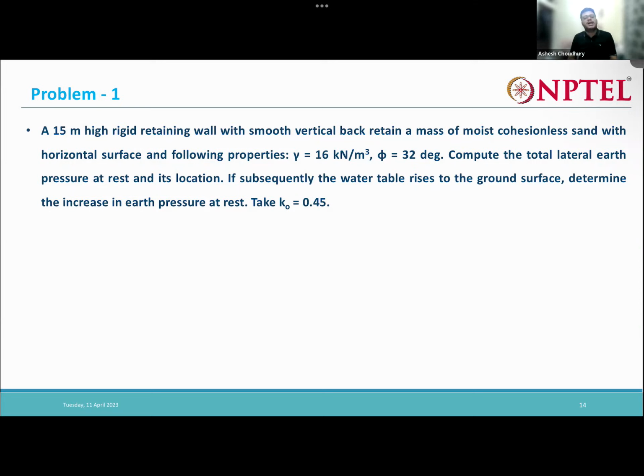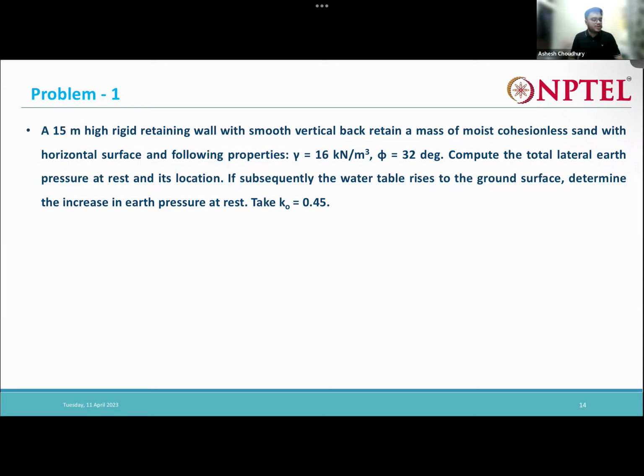So we need to determine the earth pressure at rest and the point of action of the earth pressure. If subsequently the water table rises to the ground surface, so before it was dry and moist, and then it is a submerged condition, we will determine the increase in earth pressure at rest. So K naught value is given. K naught is nothing but my earth pressure coefficient at rest.